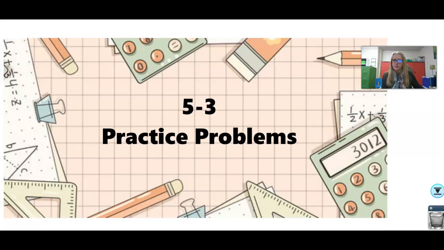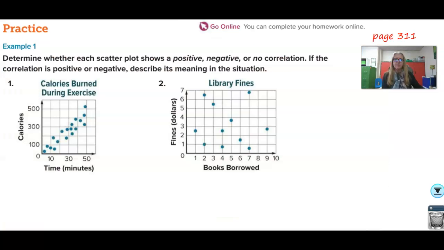All right. You're going to want to turn to page 311 in your workbook. Okay. The first problems start off pretty easy. They're just asking you, is there a positive, negative, or no correlation?